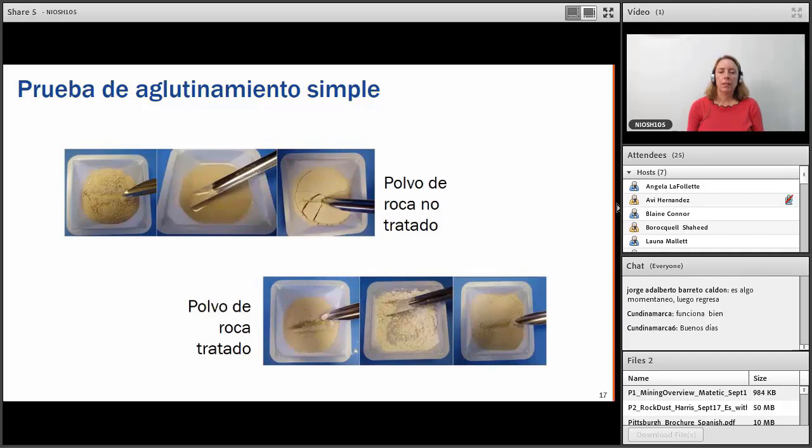The bottom picture shows a treated rock dust that's been exposed to moisture, mixed and dried. You can see that the treated rock dust resists moisture.